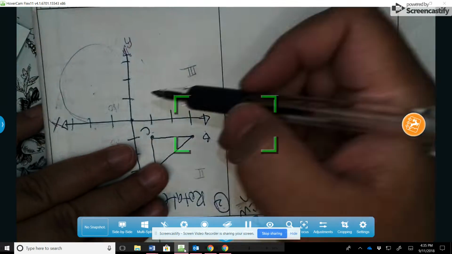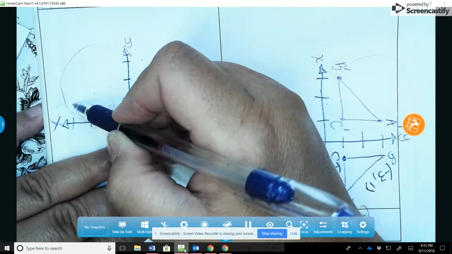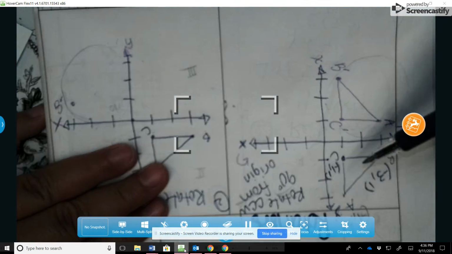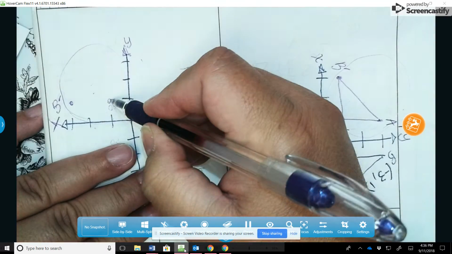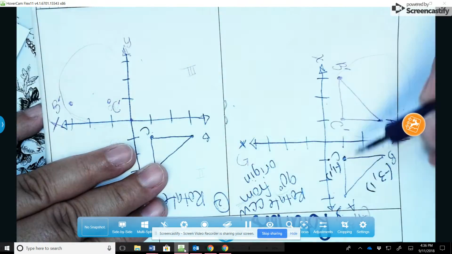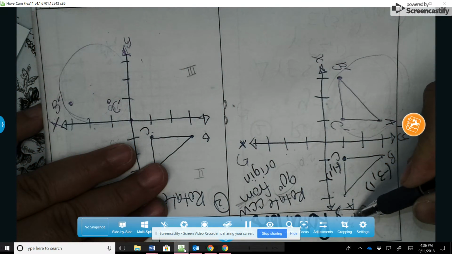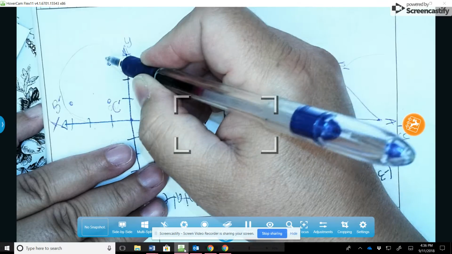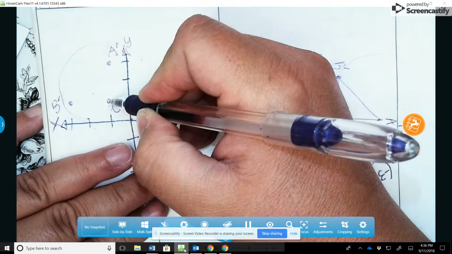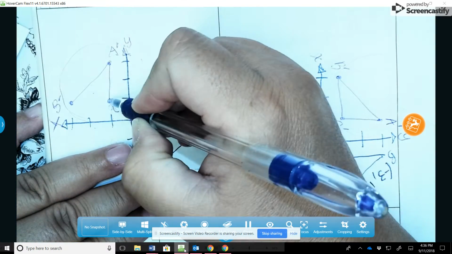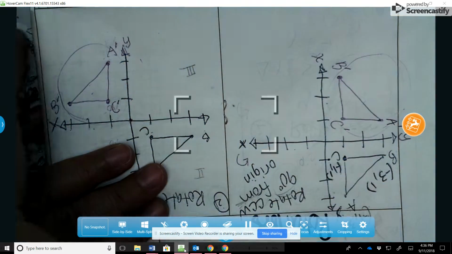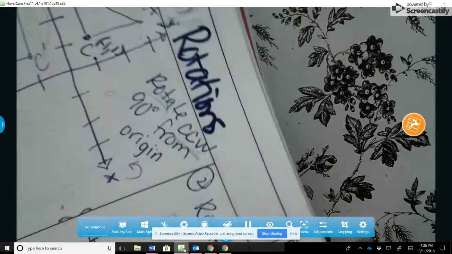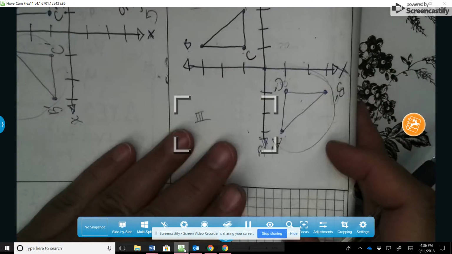So B is -3, 1. This is my B prime. C is -1, 1. This is my C prime. And A is -1, 3. So -1, 3. This is my A prime. Connect your dots, and this is my rotated triangle. Take your paper, your book, and now turn it right back up.